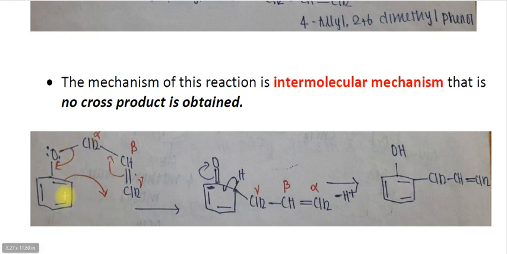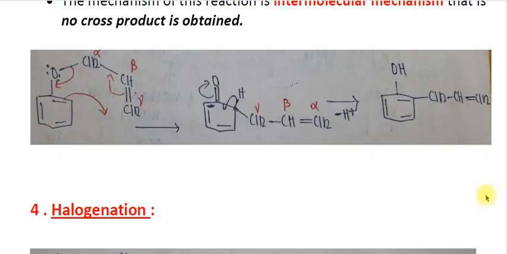C6H5O CH2 CH double bond CH2, an ether. Then a shift will take place, where these are alpha, beta, gamma. The shifting takes place like this, and the hydrogen is changed to here and the oxygen changes, giving C6H5OH with CH2 single bond CH double bond CH2.